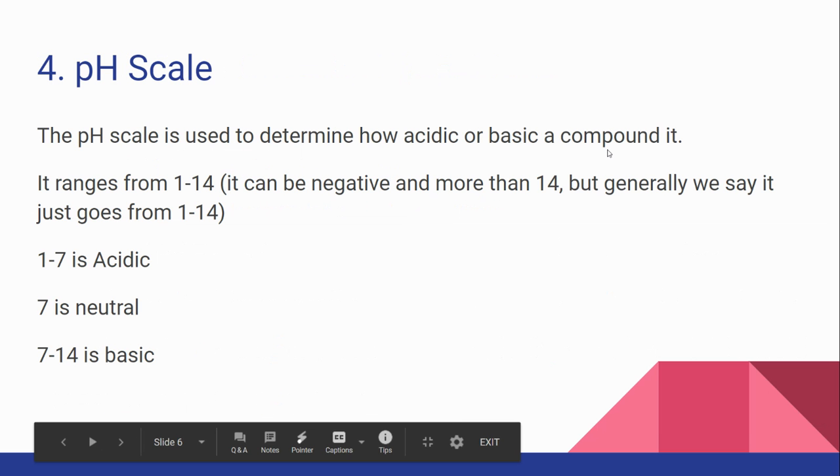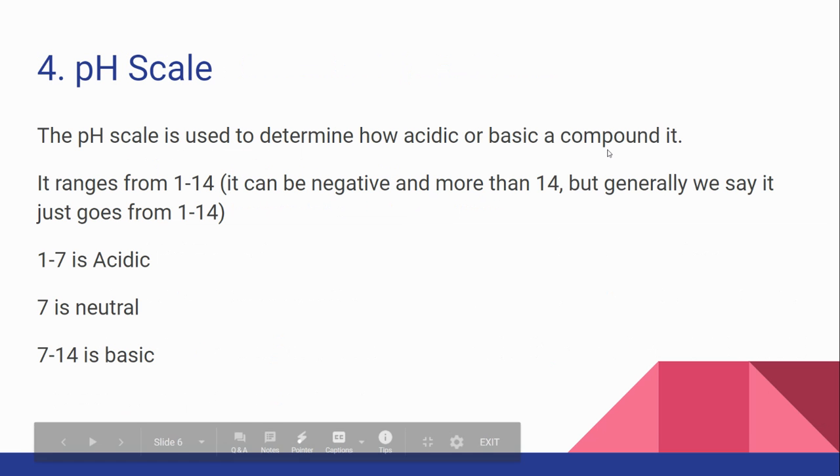The pH scale. I'm sure most people have heard of pH before. Okay, maybe you don't know what it is, but you've heard of it. The pH scale is just used to determine how acidic or basic a compound is. It goes from 1 to 14, typically. However, pH can be 0. It can be negative. It can actually be more than 14 too. But generally, we say it just goes from 1 to 14 or 0 to 14.